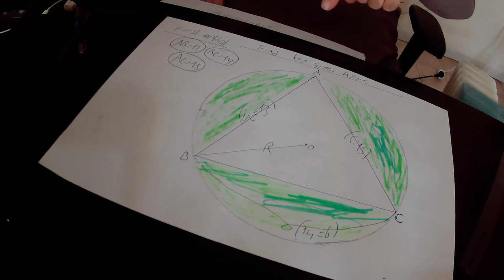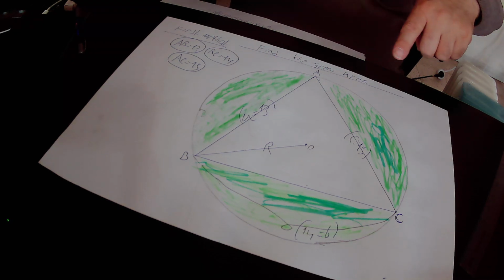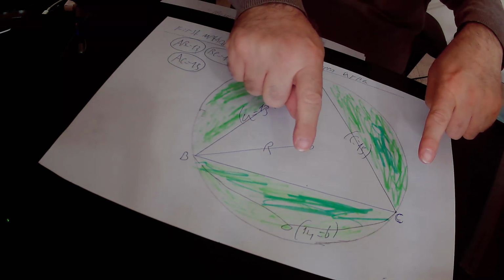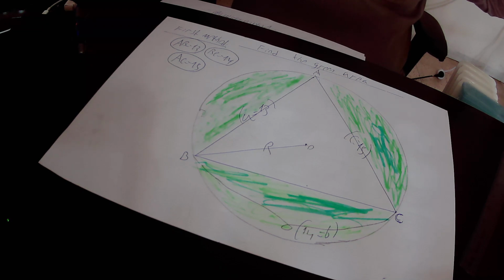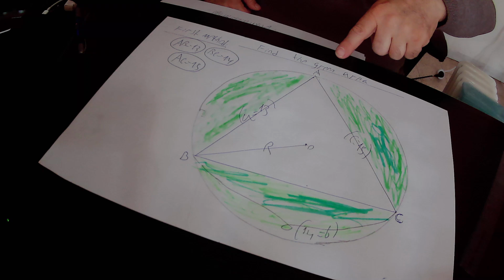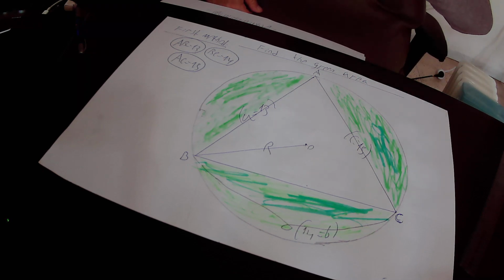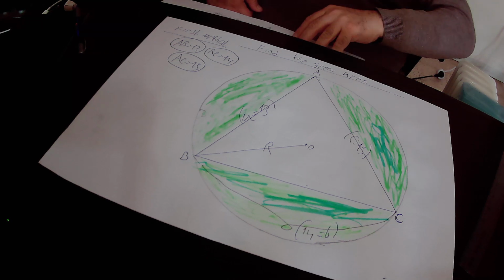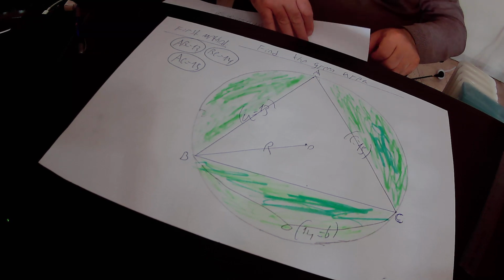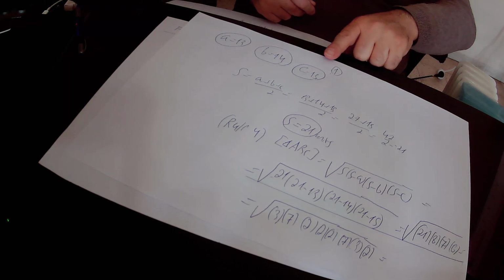We defined side AB as A, and we know that A equals 13. We defined the length of side BC as B, and B equals 14 according to what is given. And finally, we defined the length of side AC as C, and we know that C equals 15. In the next step, according to our definition, A equals 13, B equals 14, and C equals 15.